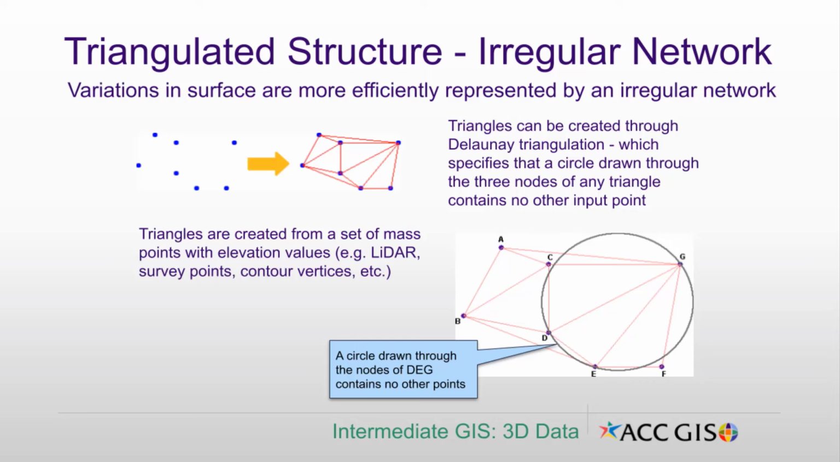In the example in the lower right-hand corner, the computer has drawn a circle through D, G, and E. And notice that C and F fall outside of the circle. And so in this case, the computer will draw a triangle between D, G, and E. And it will continue to iterate through all of the points until it draws the most efficient irregular network possible.